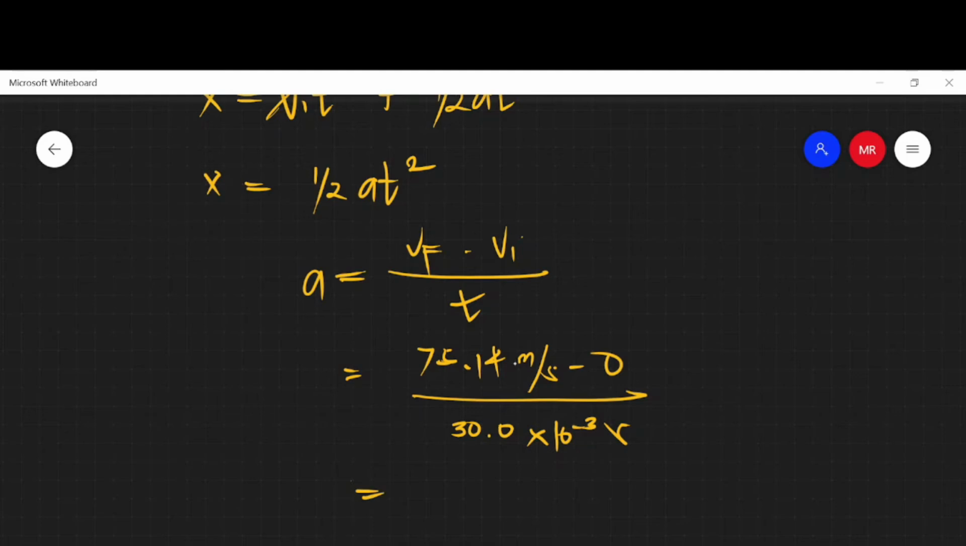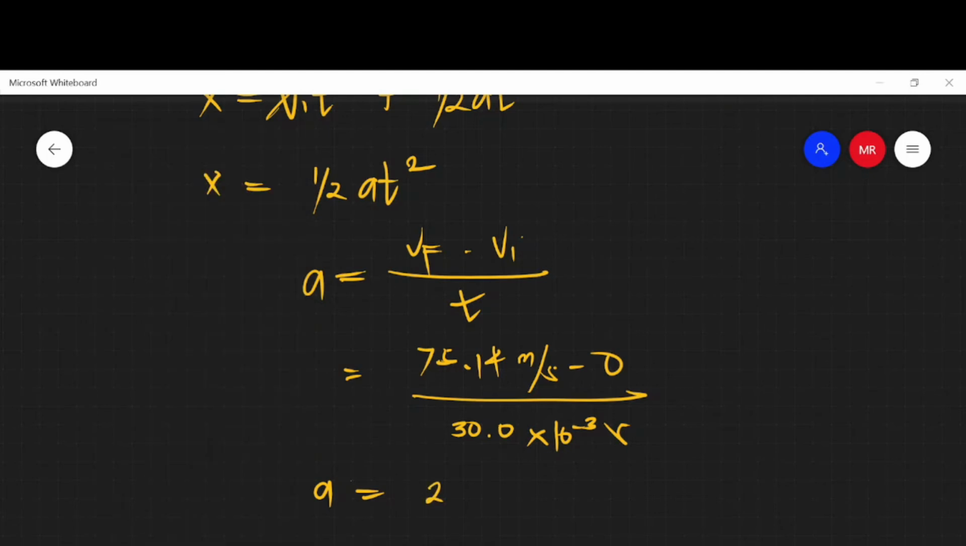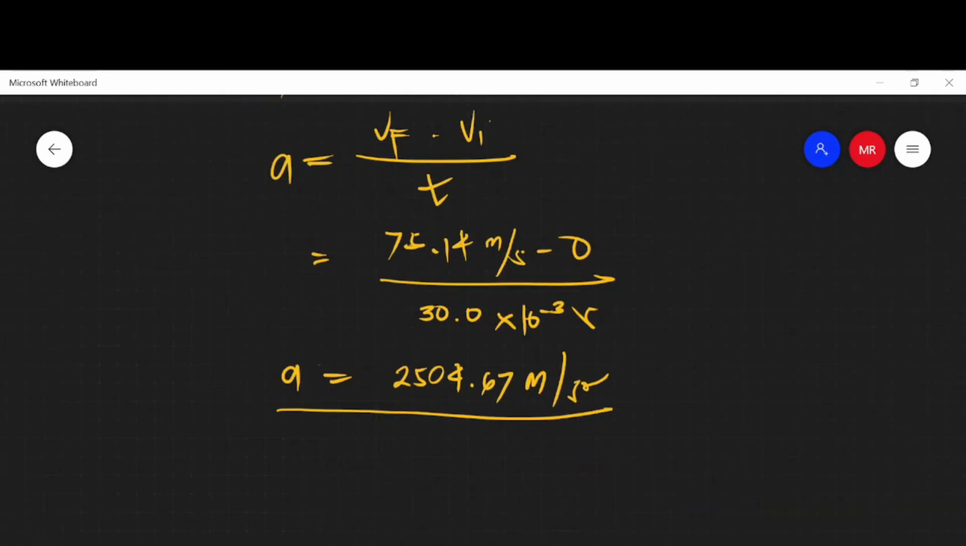So the acceleration now of this ball will be equal to 75.14 minus 0, which is 75.14, divided by 30 times 10 to the negative 3. So the answer is 2504.67 meters per second squared. So this is how fast the racket gives an acceleration to this tennis ball.